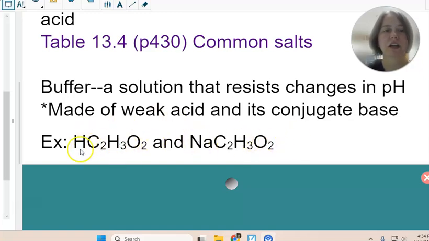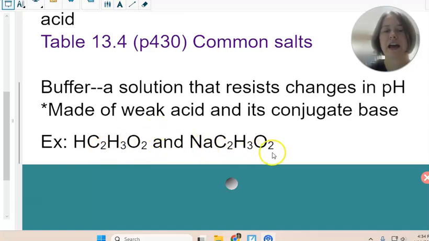So let's look at the power of this buffer solution. It's going to resist changes in pH even if you add acids and bases. So if I have this and I add a base, this acid could donate, it has a hydrogen ready to donate to neutralize that base. So it would resist changes in pH if you add a base.